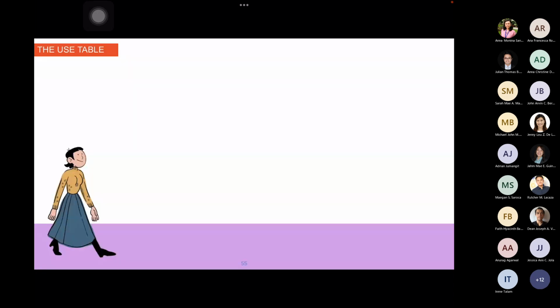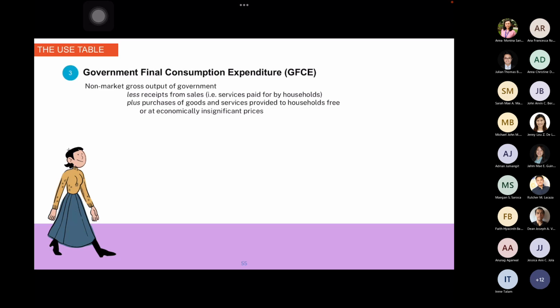Okay. So next, we have the government final consumption expenditure, or GFCE, which consists of expenditure incurred by the general government on both individual and collective consumption services.